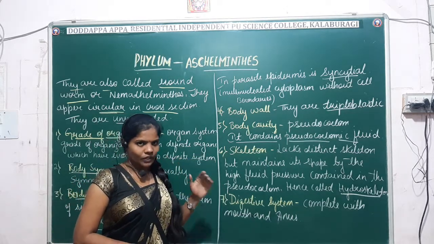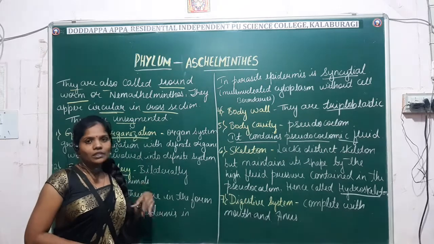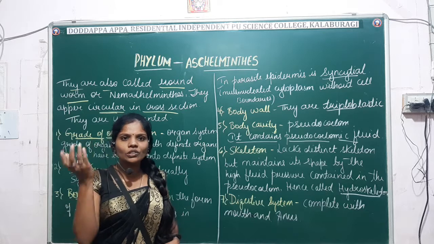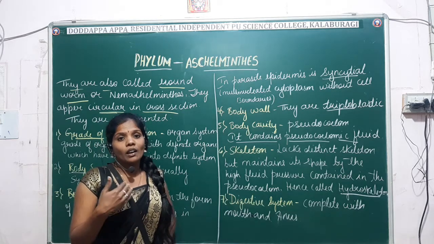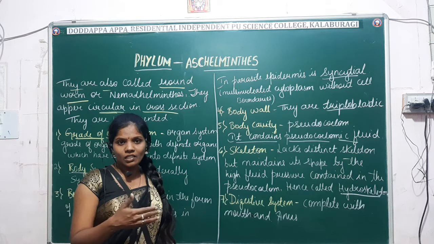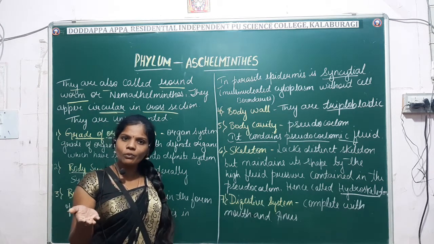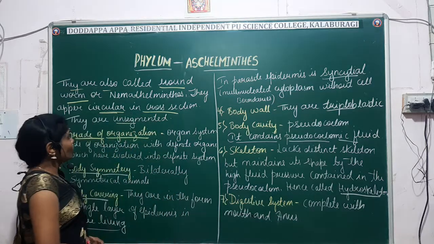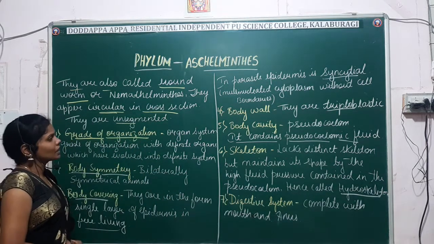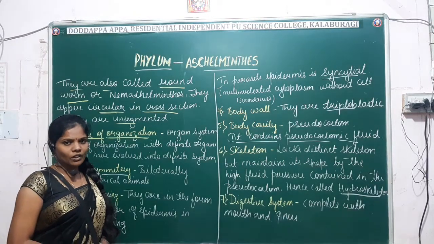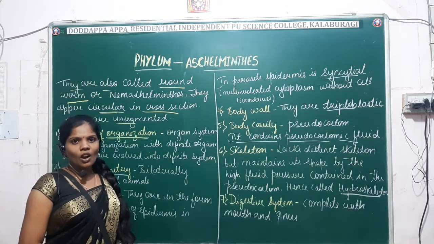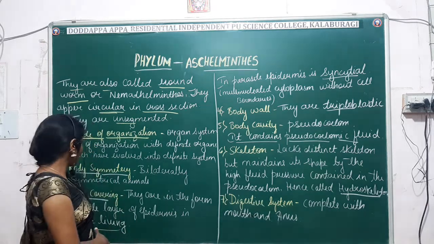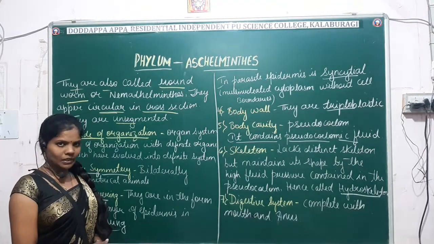Let's have a quick glance from the start. Aschelminthes, also known as Nematohelminthes or roundworms, are adapted to marine or terrestrial habitats. Some are seen in moist soil and some in the parasitic form. They exhibit the organ system grade of organization with well-defined organs maintained for different functions. Then symmetry: they are bilaterally symmetrical animals.